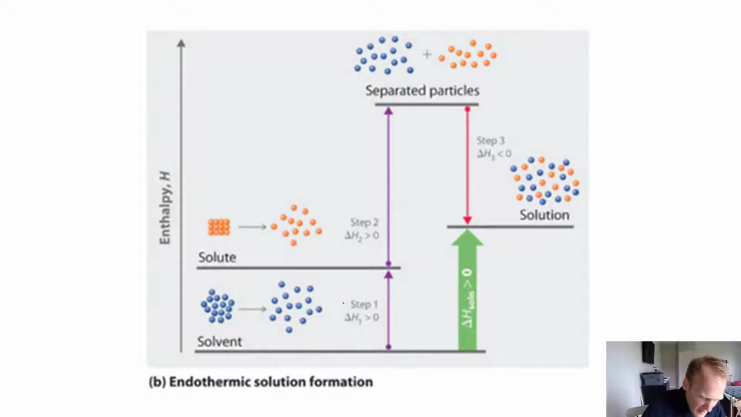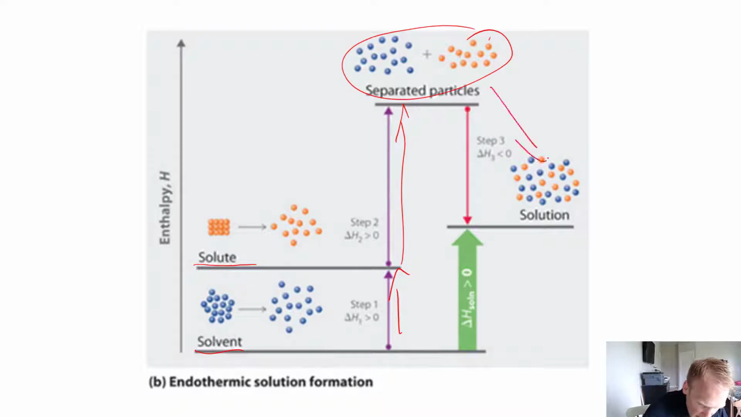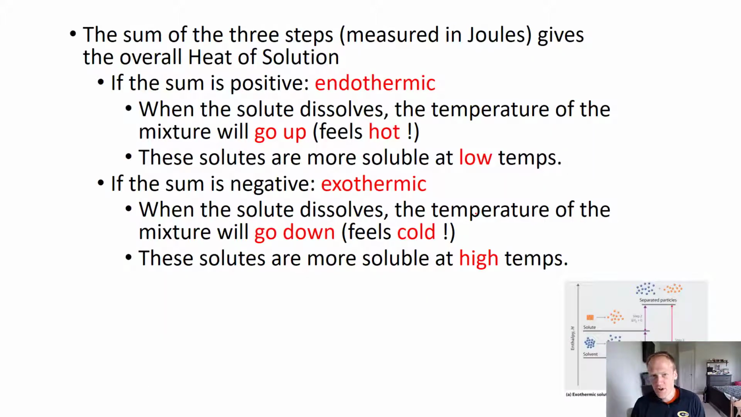And so this is a graphic that you have that's kind of showing it. Here's our solvent, here's our solute. We have to break those apart first, which is going to take heat. And then they're going to mix together, and they're going to reorganize, which is going to release heat. All right, that's what this chart is showing. The sum of the 3 steps is called the heat of solution, and that can be positive or negative, and therefore give us a warm-to-the-touch solution or a cold-to-the-touch solution.